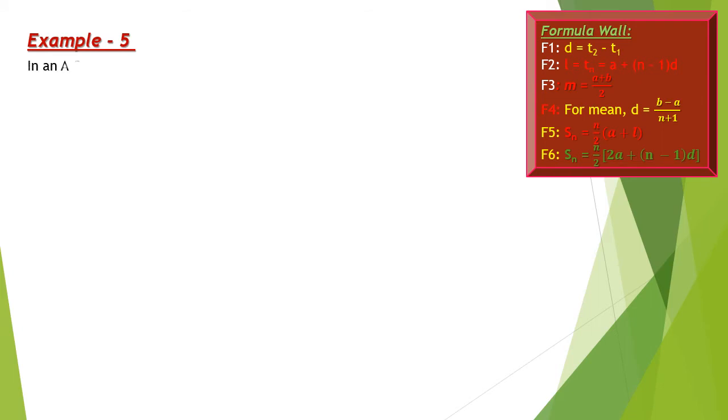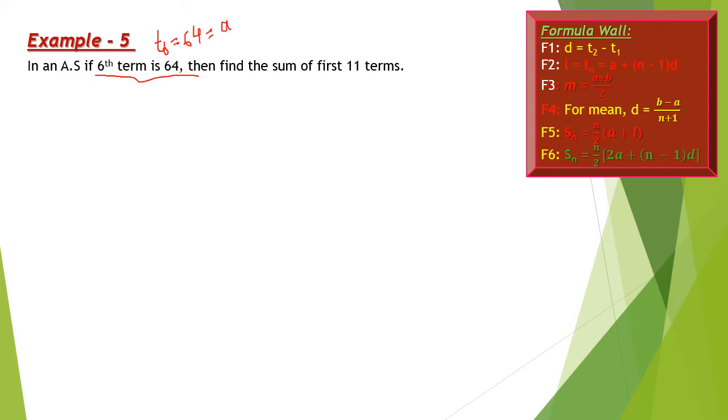Example 5. You can see the question on your screen. In an arithmetic sequence, the 6th term is 64, that is T6 is equal to 64, and we know that T6 is a plus 5d. Then find the sum of 11 terms, S11. This much is there in the question, no more information. So let's start.